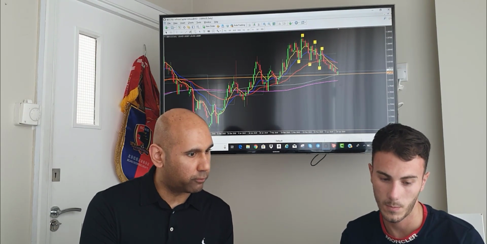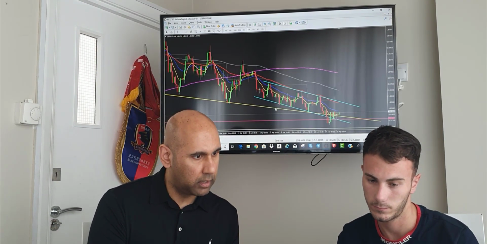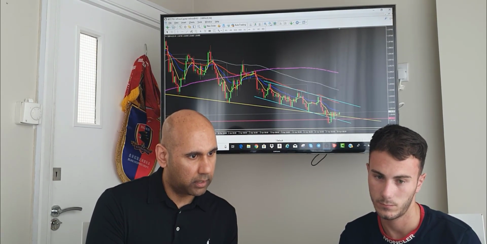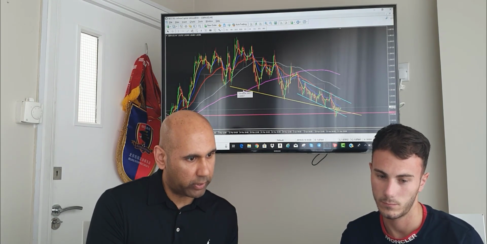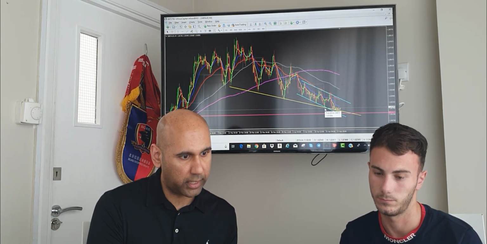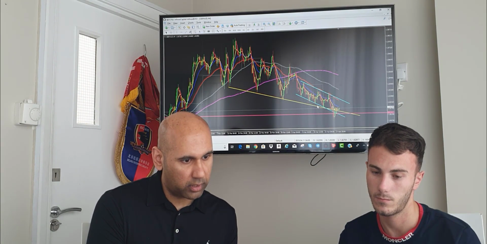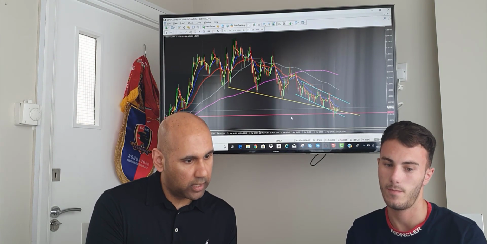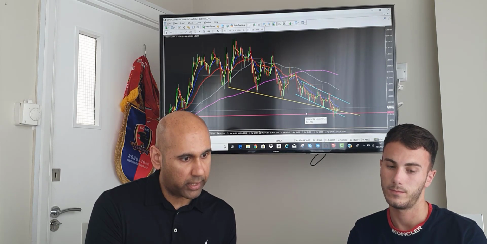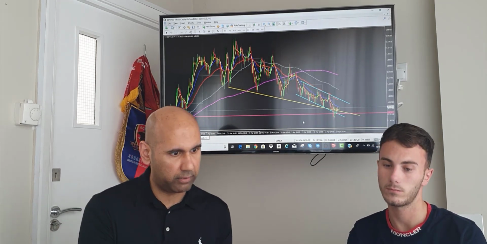And if we drop down to the 4 hour, we can see this is the lower daily trend line here, this yellow line. We've got a 4 hour channel, and this is the lower trend line of that channel. Yeah. That line over there is the monthly and the weekly pivot level.